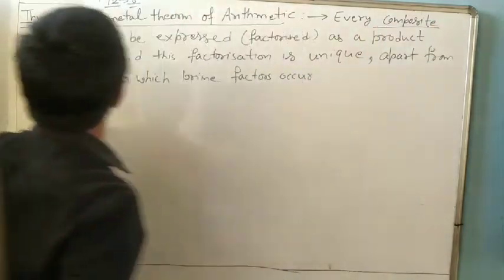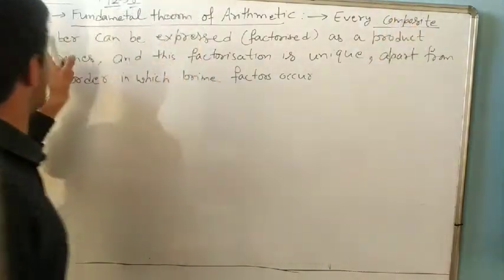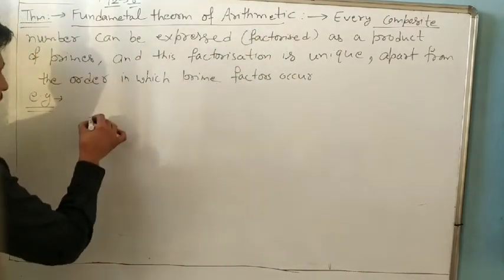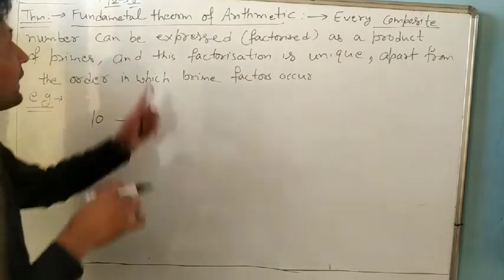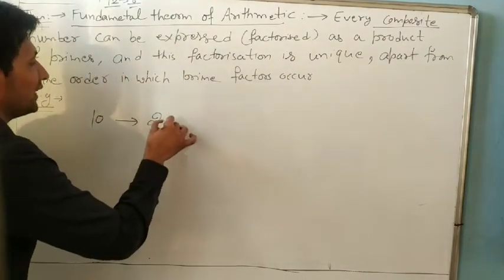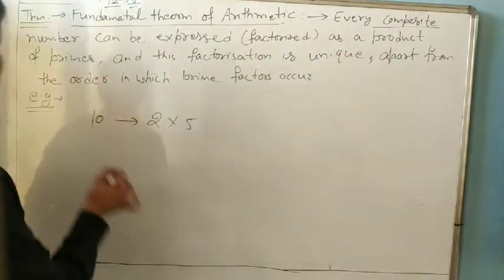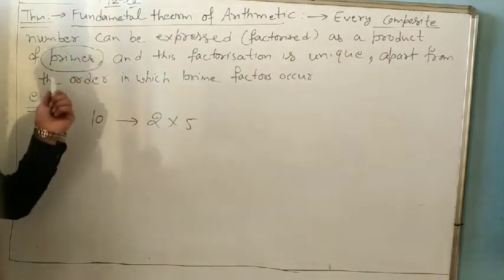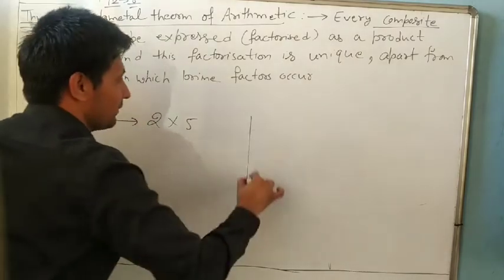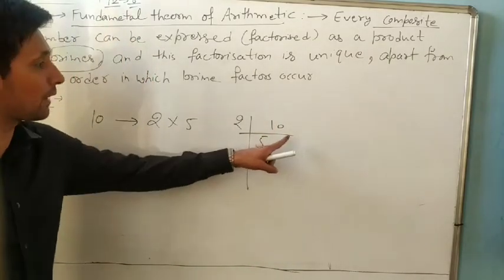Every composite number can be expressed, expressed means factorized. Suppose it is 10. Is 10 a composite number or not? Can be expressed as a product. Yes. So 10 can be written as 2 into 5. Can be factorized as a product. Whose product? This word is very important. As a product of primes. 2 and 5 are prime. Yes, 10 we can write like this, 2 and 5. So always we will take the prime factors of a composite number.